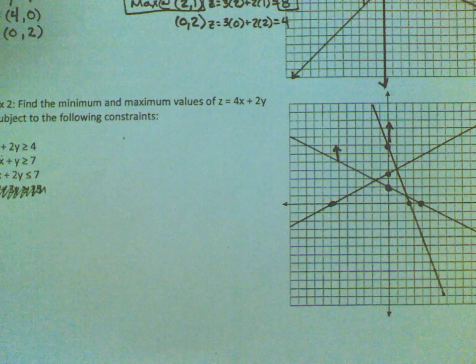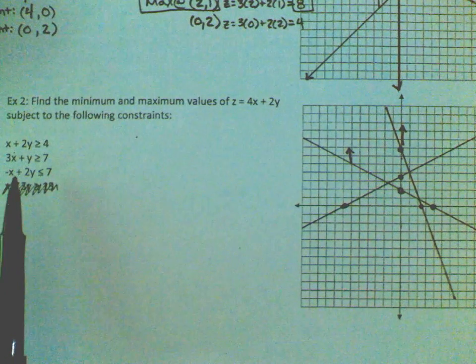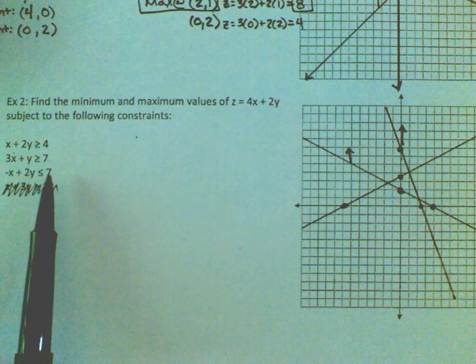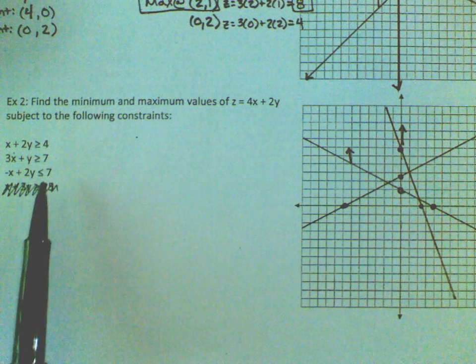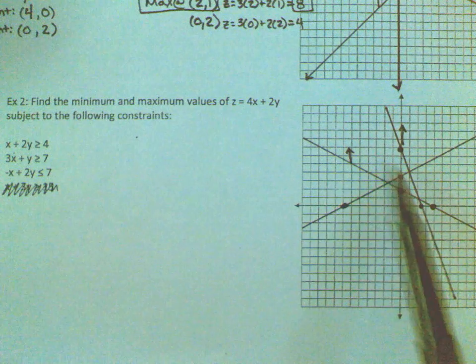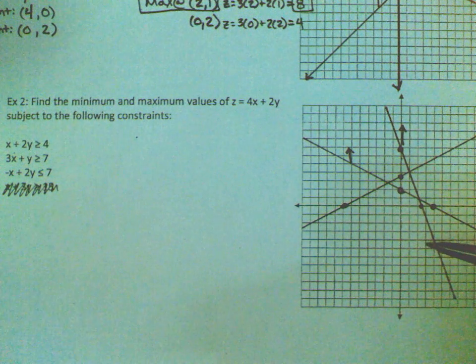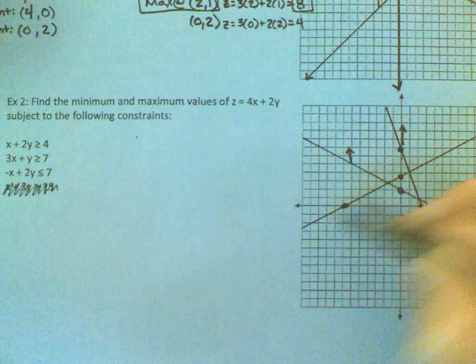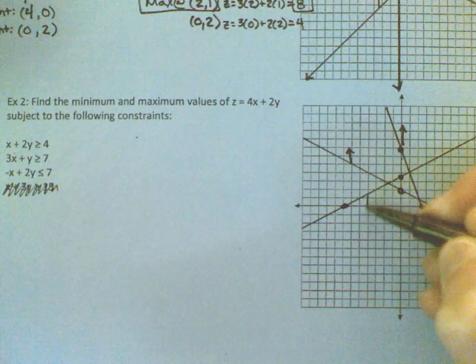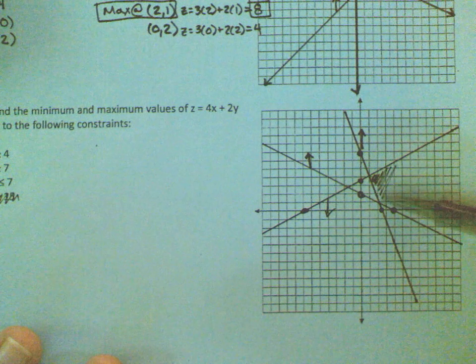Now, decide where to shade. If you plug 0, 0 into this inequality over here, you would get 0 is less than 7. How do you feel about that statement? Good. So you should shade where 0, 0 is, which is down from this line. That restricts us to everything right in this section right over here.